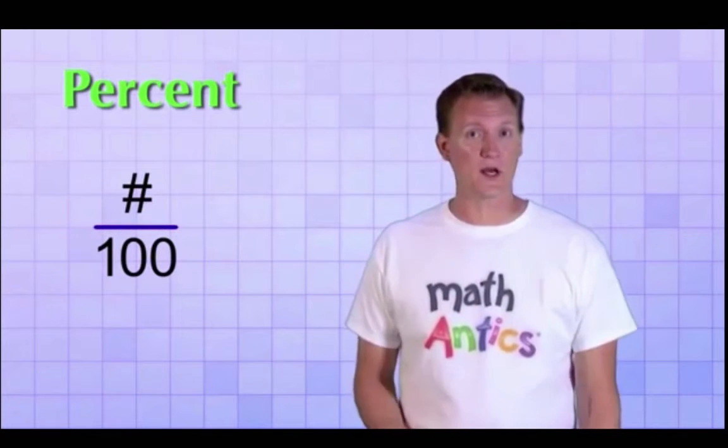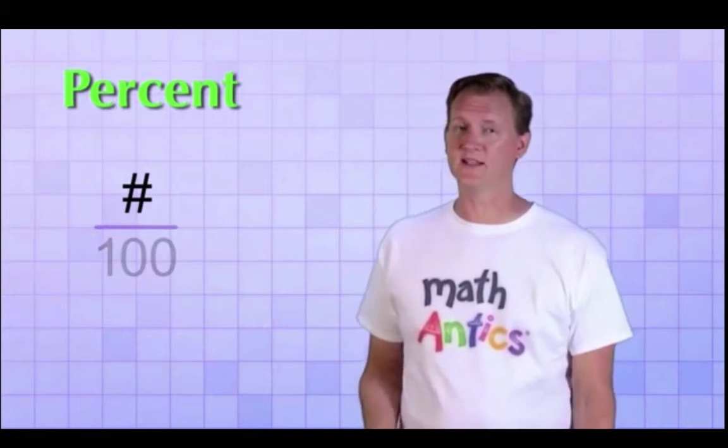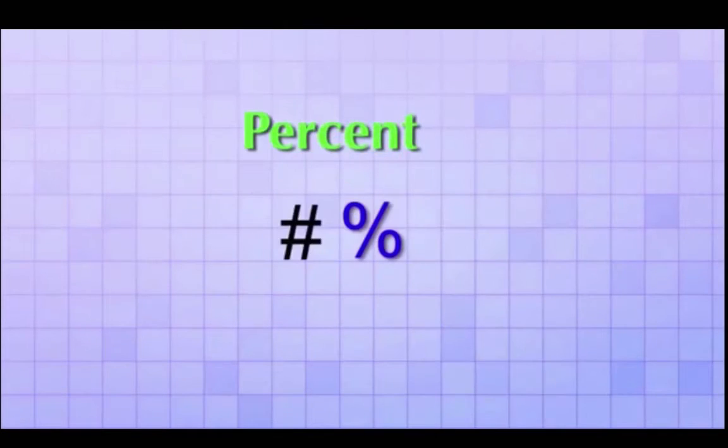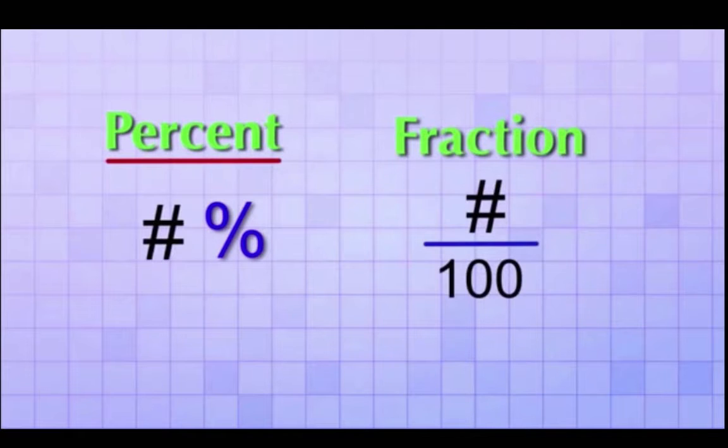A percent is a special fraction that always has 100 as the bottom number. If it's a percent, then no matter what the top number is, the bottom number will be 100. In fact, because the bottom number of a percent is always 100, we don't even write it. Instead, we use this handy little symbol called a percent sign. Whenever you see this symbol after a number, it means the number is a percent. It's really a fraction with 100 on the bottom, but it's just being written in this more compact form.